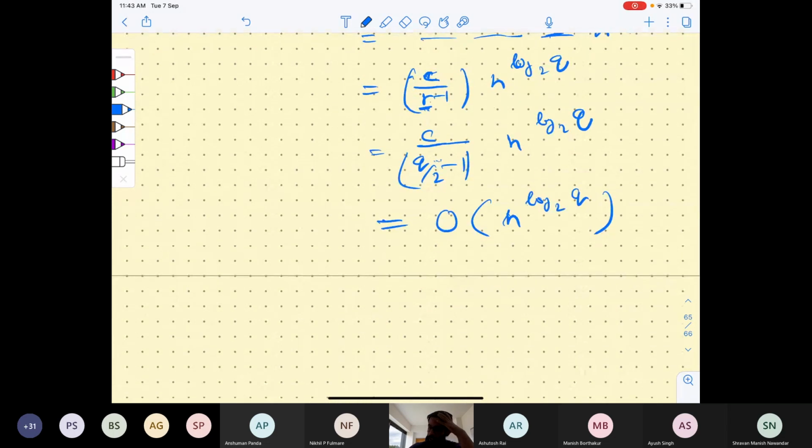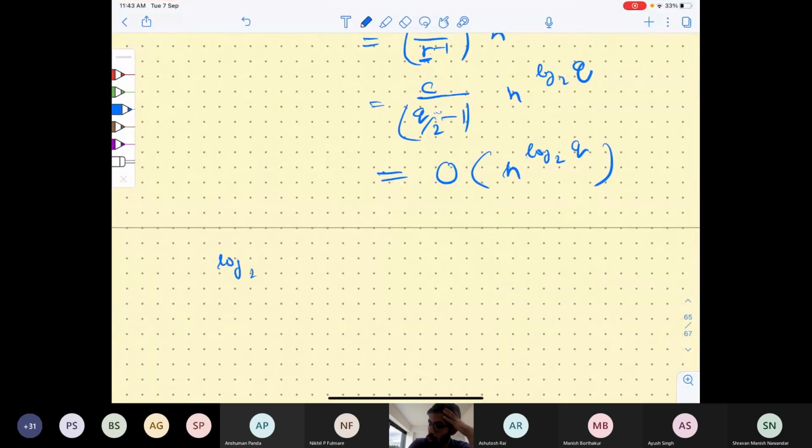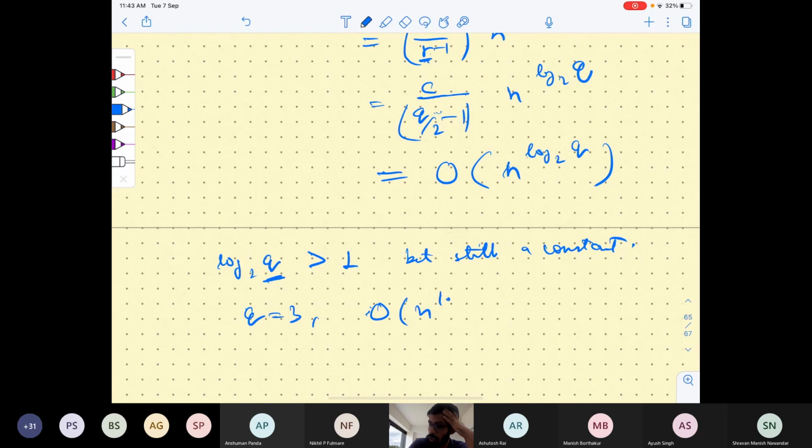Okay, and what is this? This log 2 base q is greater than 1, but still a constant, depending on q. So, for example, if q is equal to 3, then we get this is order n to the 1 point something, 1.59. And if q is equal to 4, then we get n square because log 2 base 4 is 2, and so on.